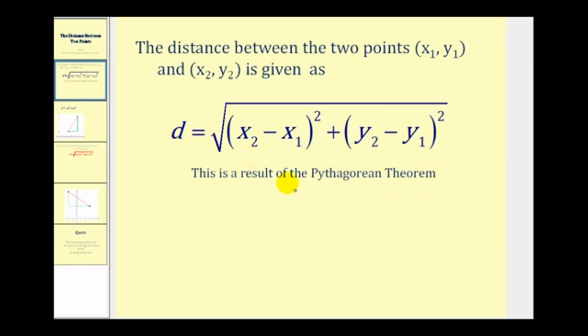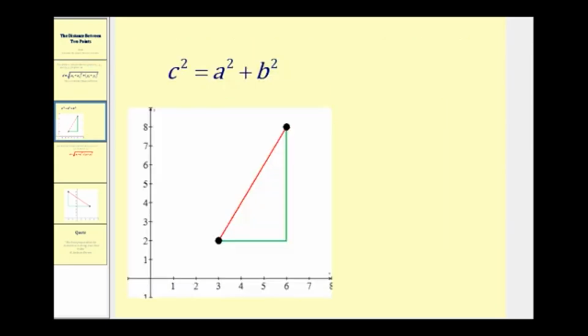Pythagorean theorem. So I'd like to take a moment and show where this formula comes from. We know if we have a right triangle that c squared is equal to a squared plus b squared, where c would be the length of the hypotenuse and a and b would be the lengths of the two legs. So this would be c. Let's go ahead and call this leg A and this leg B. If we wanted to determine the length of hypotenuse C, we could solve this equation for C by taking the square root of both sides.